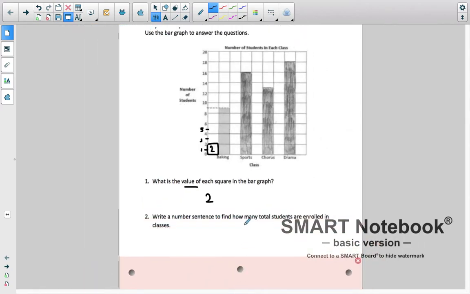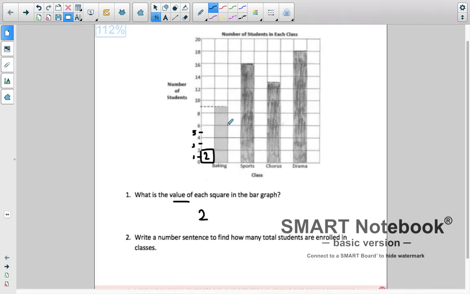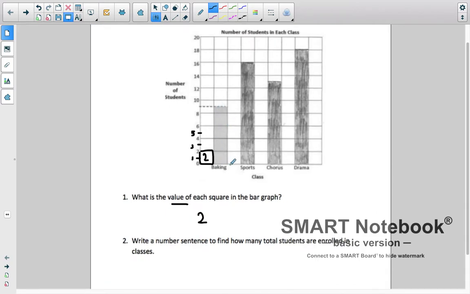Question 2 says, write a number sentence to find out how many total students are enrolled in classes. So we have to look at this bar graph. Each student is for each class. So this 2 equals 2 students. So we have to count each of these by 2s. So let's count baking first. So 2, 4, 6, 8, and stops in the middle, which is 9. So 9 students voted for baking.